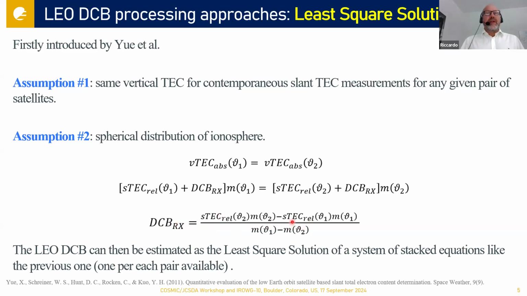Here is the equation. So at the end of the story, the LEO DCB can then be estimated by the least square solution of a system of equations like this. This equation is valid for each pair available and for each epoch.